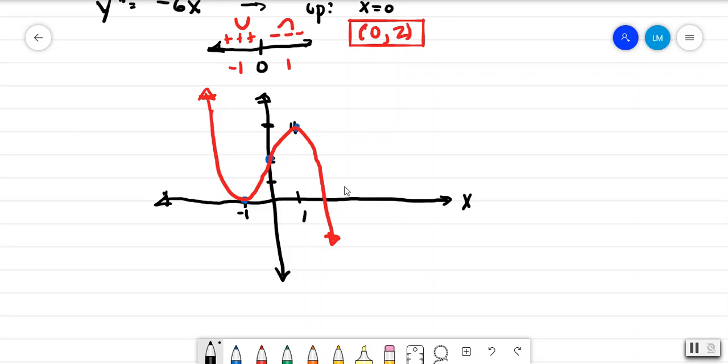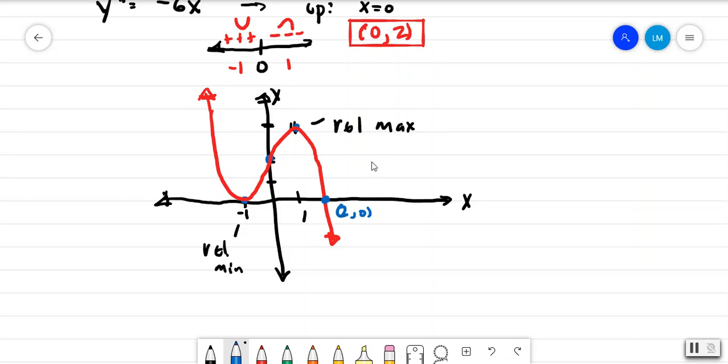So this is the x-axis and this is the y-axis. Now note that that's your relative min, and that right there is your relative max. Now interestingly enough, this point right here that passes through the x-axis, that's actually 2 comma 0.